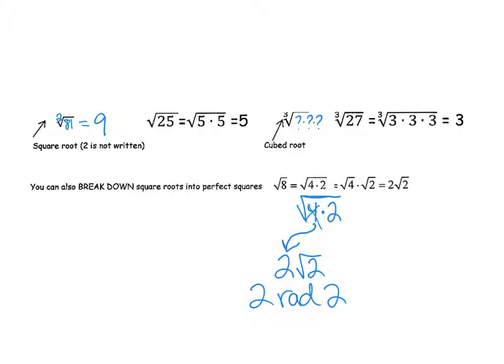2 rad 2. That's how you say it, radical. 2 radical 2, or 2 square root 2. That's how you would verbally say these things.